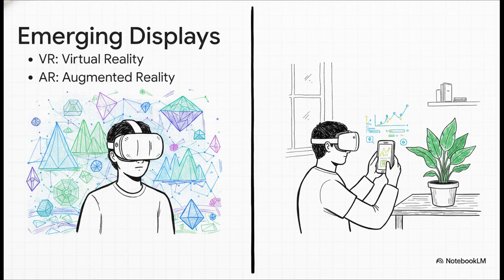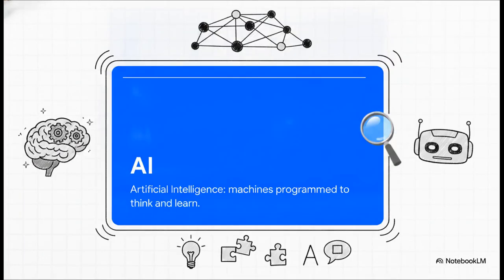AR, augmented reality, is totally different. AR overlays digital stuff, like text or graphics, onto the actual physical world around you, usually through smart glasses or just your phone's camera. And then, there's the biggest acronym of the decade, AI, artificial intelligence. This one needs a little breathing room. Drawing right from our source material, artificial intelligence simply means machines that are programmed to think and learn.